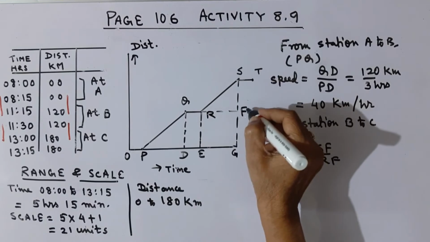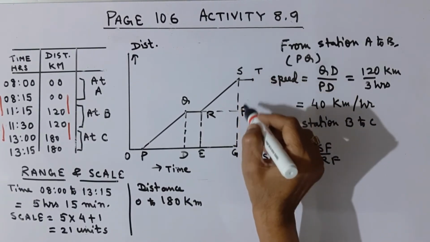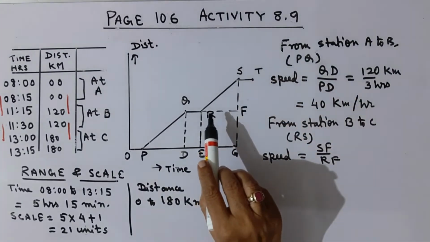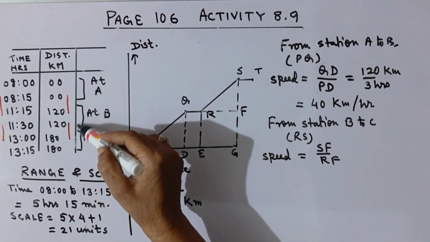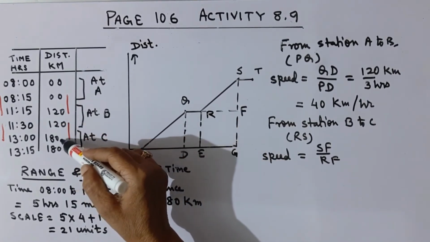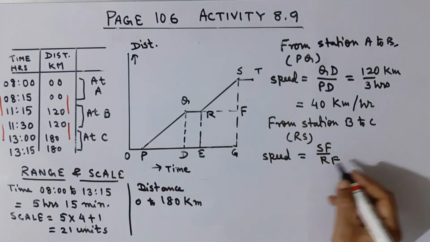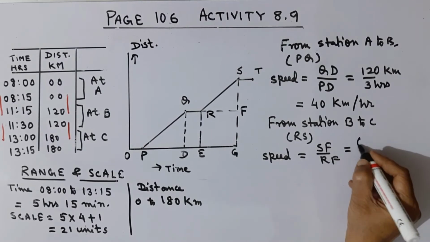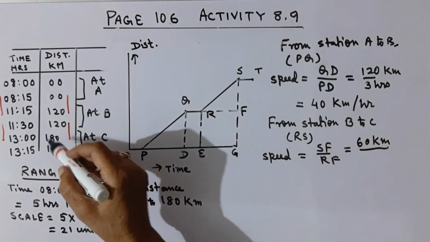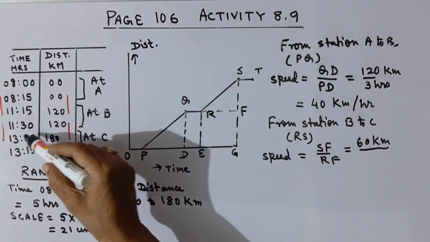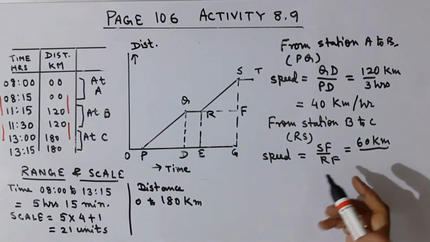Now this SF is SG minus FG, or we can see directly SF, that is between station B to C. Between station B to C, it is from 120 to 180, that is 180 minus 120, 60 kilometers. This is 60 kilometers divided by the time taken, which is 11:30 to 13:00, that is 1.5 hours.